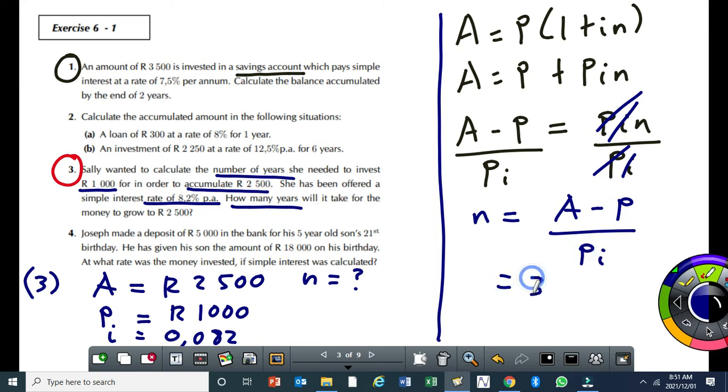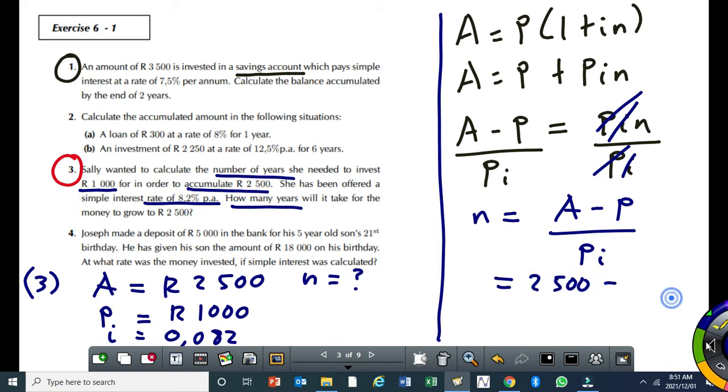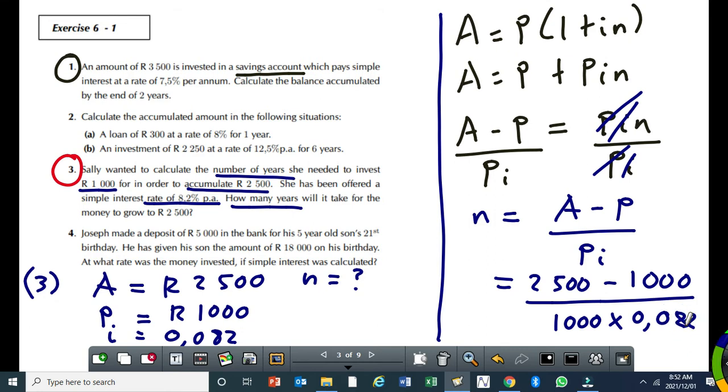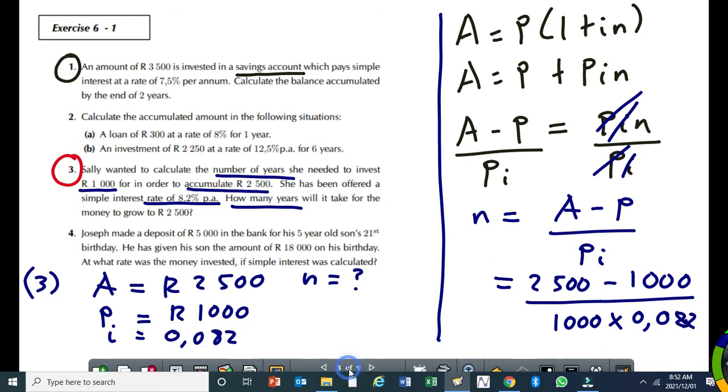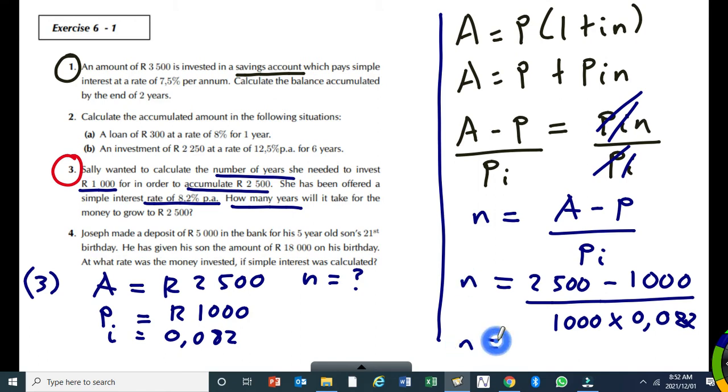So I'm going to substitute now. So that's 2,500 minus 1,000, all over the P, which is 1,000, times 0.082. If you simplify this, what answer do you get? What would n equal? 18.29. 18.29. Yes.